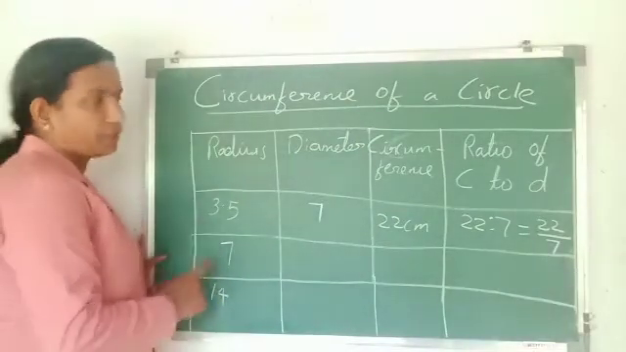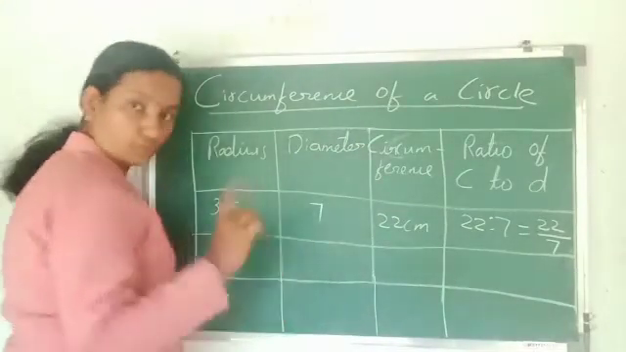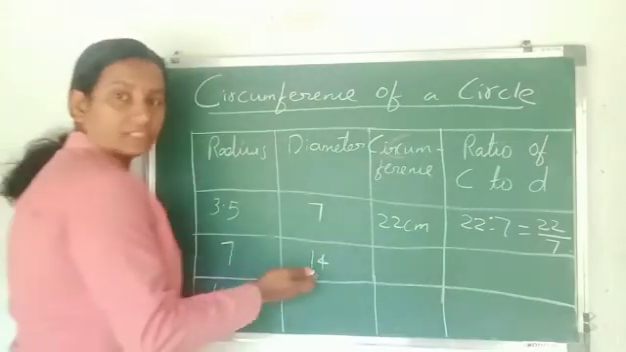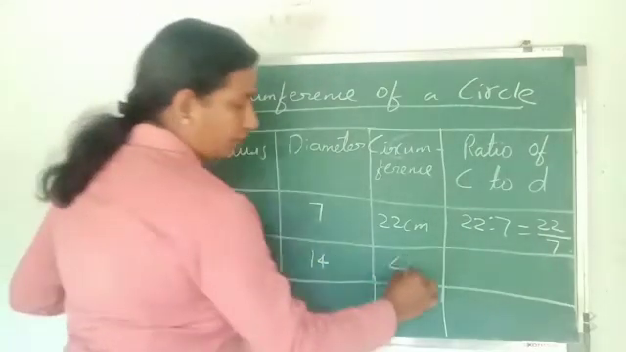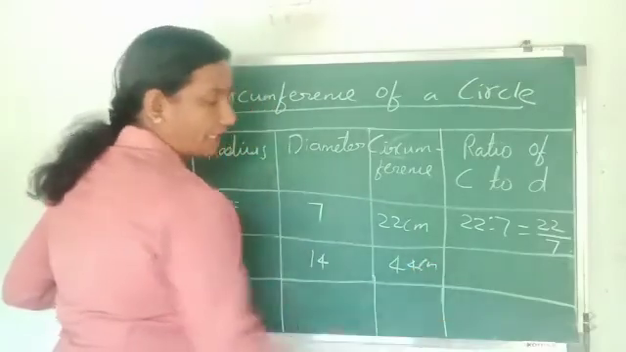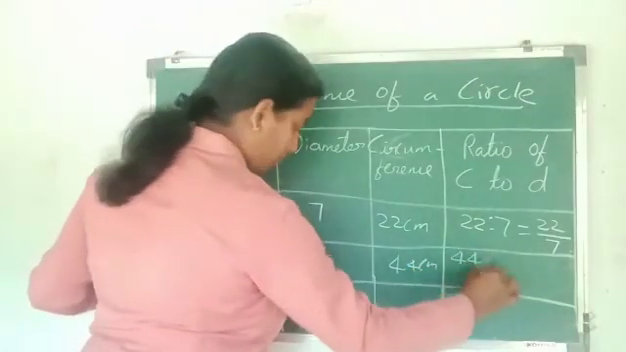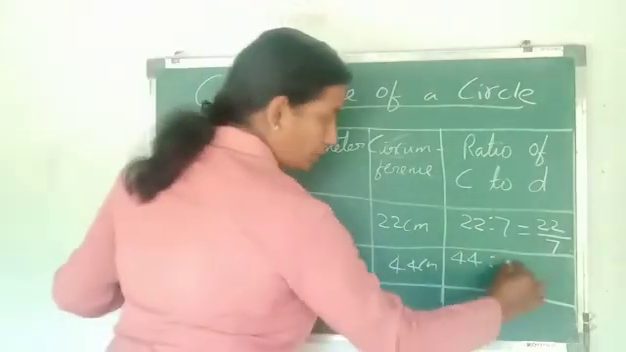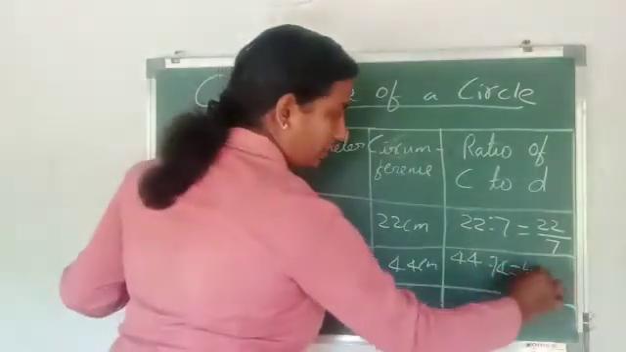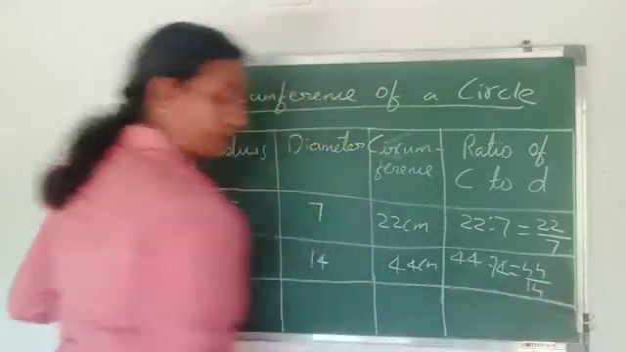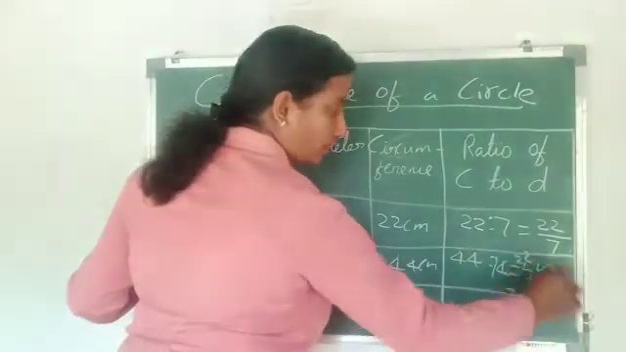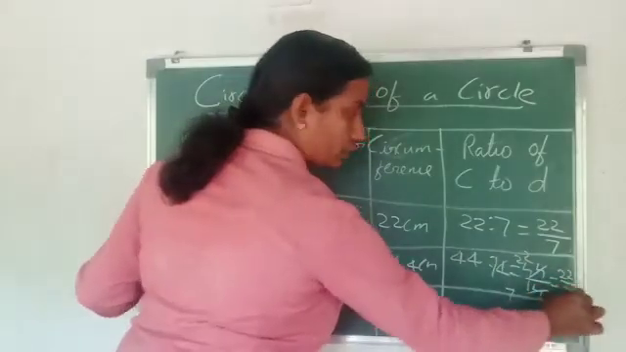Okay. Next radius is 7. Diameter means 2 into r, that means 2 into 7, it is 14 centimeter. Find its circumference by using string. It is 44 centimeter. Then the ratio of circumference to diameter is 44 is to 14, that is 44 by 14. Simplify with the common factor 2: 2 into 7, 2 into 22. So it is also equal to 22 by 7.